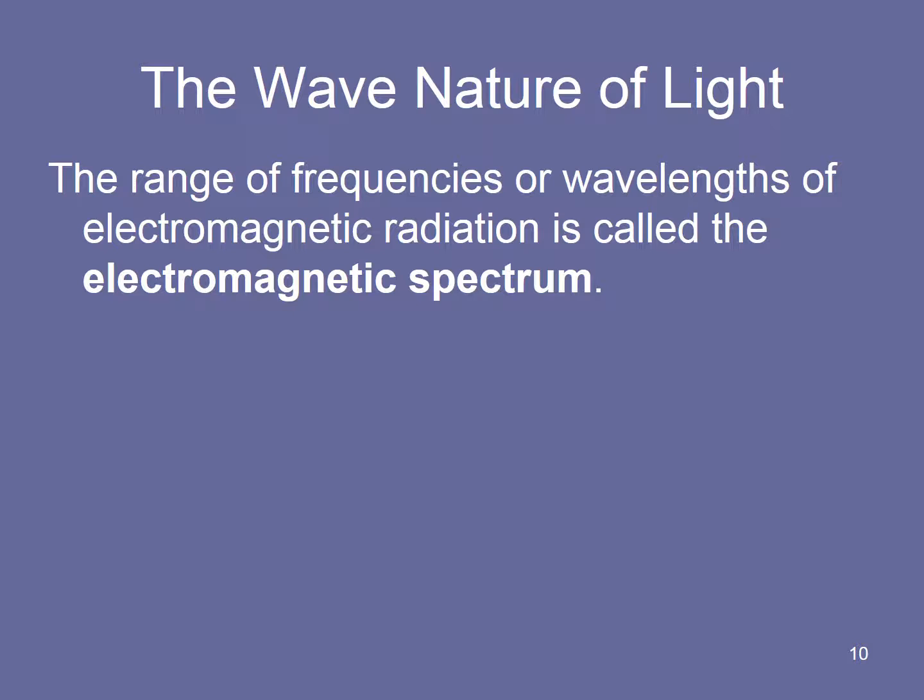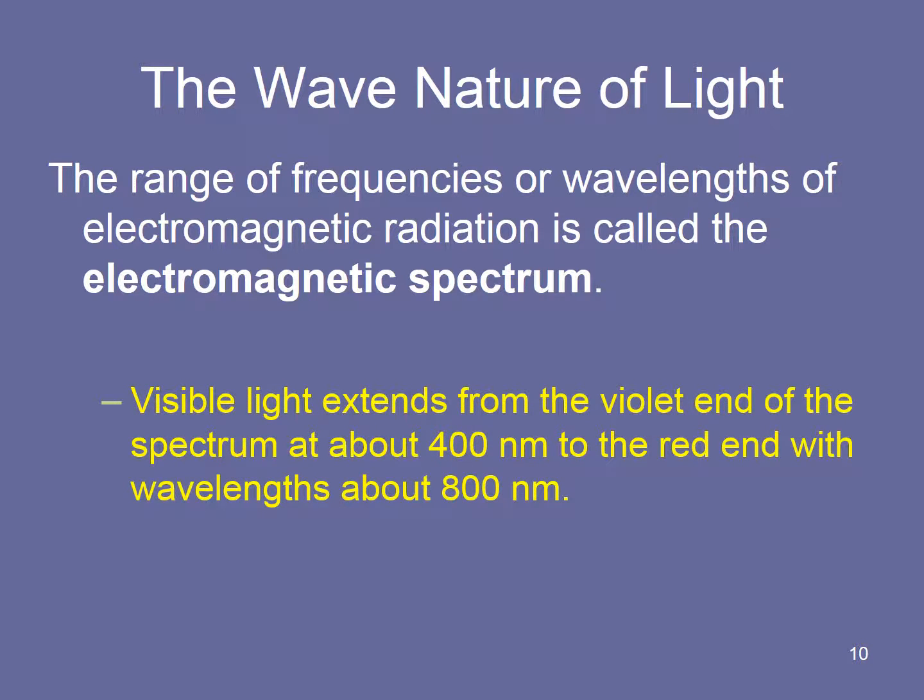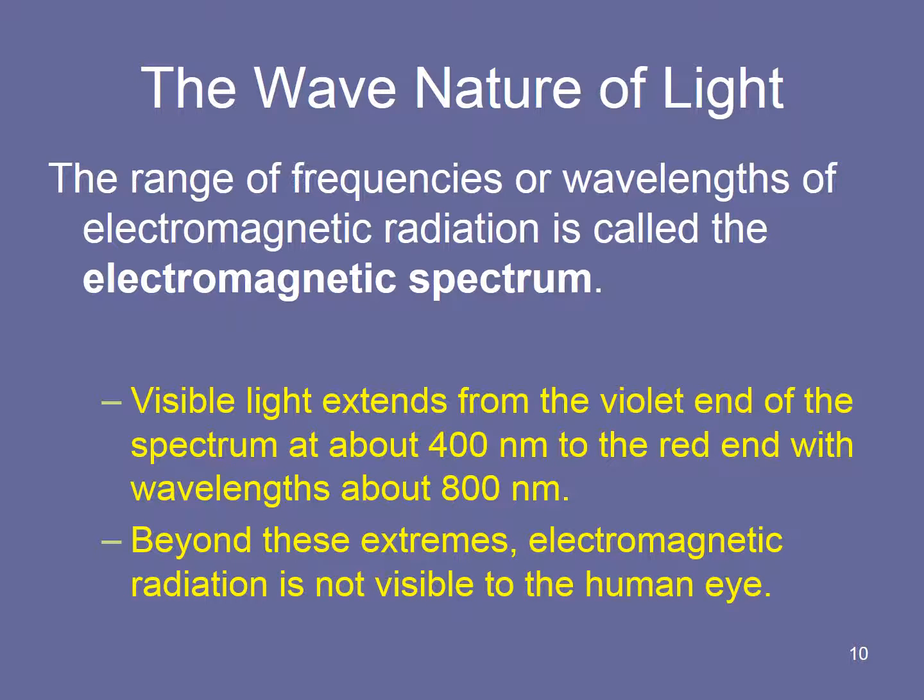And if you hear of long wave radio, that's exactly what it means. They're long waves. Okay, so the range of frequencies and wavelengths for the electromagnetic radiation is called the electromagnetic spectrum. And then visible light is only one small portion of it, and it goes from about 400 nanometers to about 800 nanometers. Okay, and then obviously beyond these extremes, we can't see these kinds of radiation, but we can detect it in other ways.